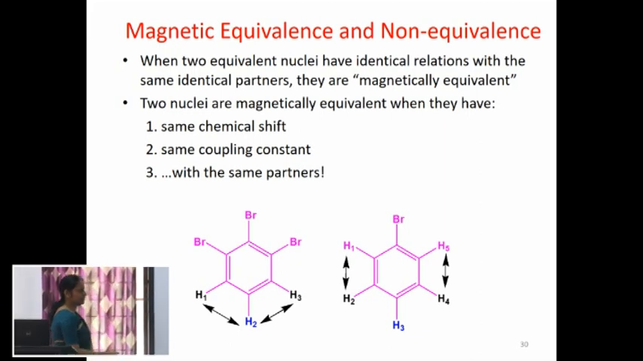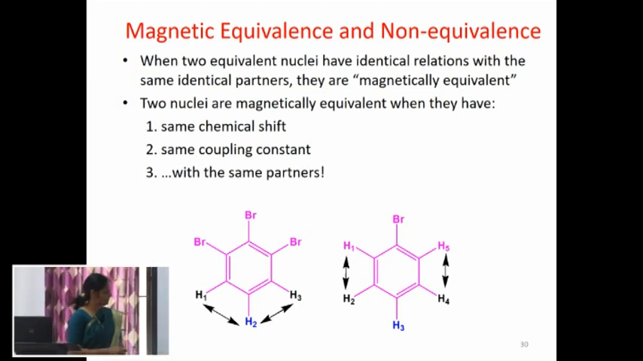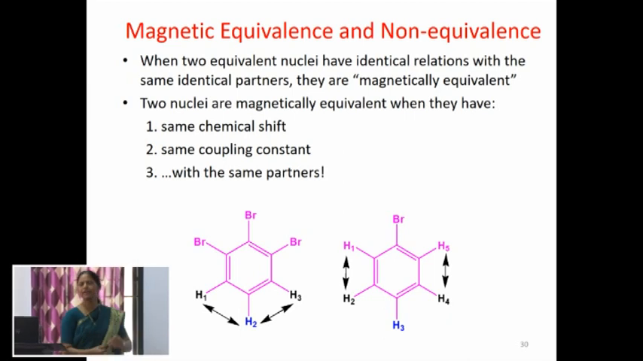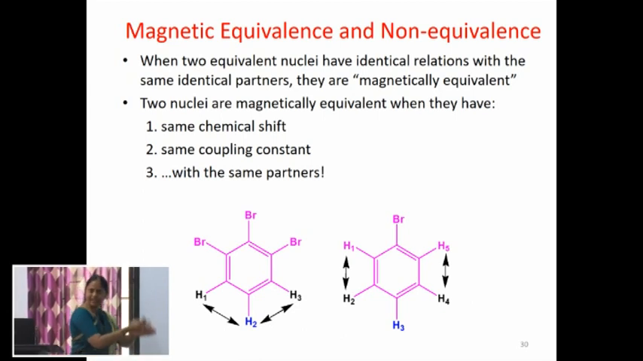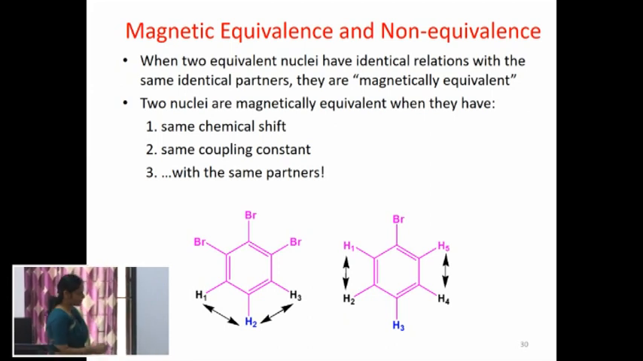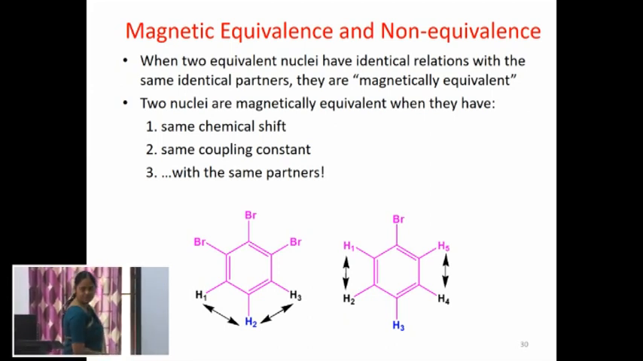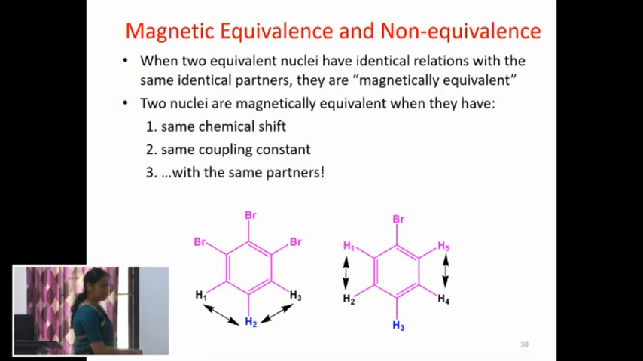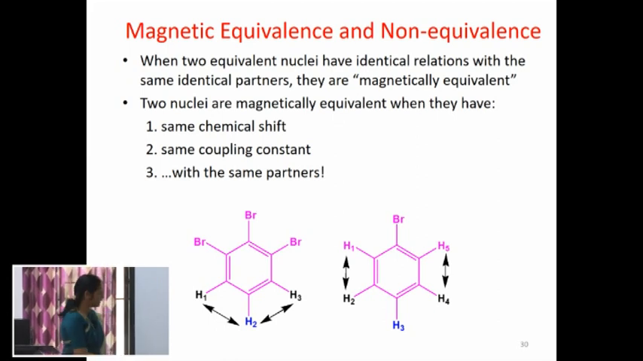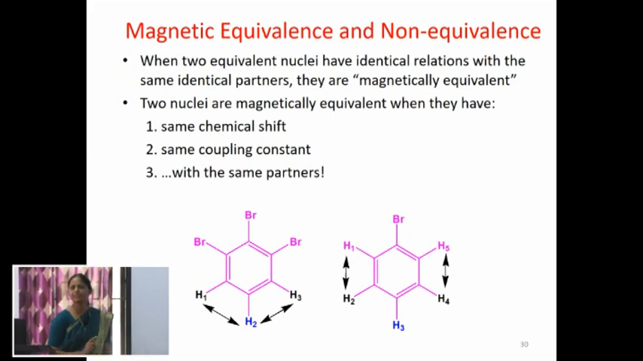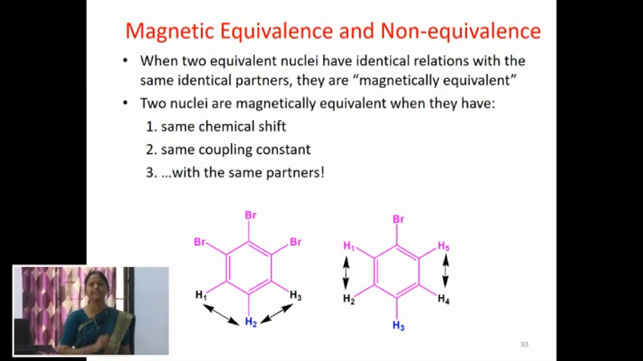An example I will give here: 1, 2, 3 dibromobenzene. Let's look at these protons. How many chemically non-equivalent protons are there? H1 and H3 come at the same position, while H2 comes separately. Let's look at the coupling constant. H1 couples with H2 with the ortho coupling constant, which is normally 8 Hertz. H3 also couples with H2 with the same coupling constant, right? The coupling constants are the same and the coupling nuclei are also the same. So H1 and H3 are called magnetically equivalent nuclei.